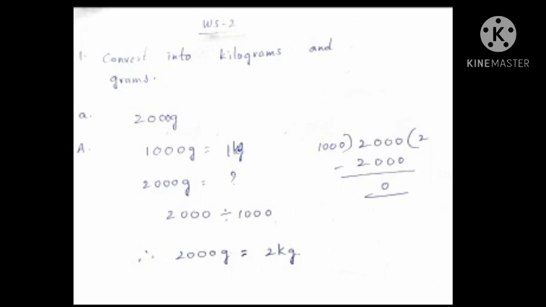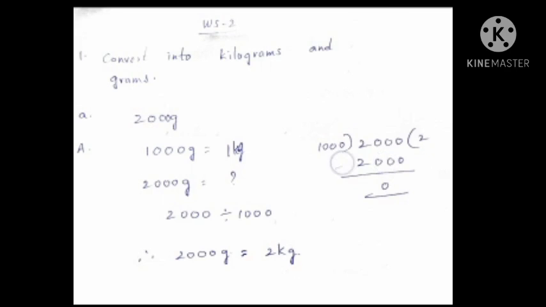Let us see the relationship. 1000 grams is equal to 1 kg. 2000 grams is equal to how much? We have to divide 2000 by 1000. In the 1000 table, when will we get 2000, tell me children? 1000 twos are 2000.